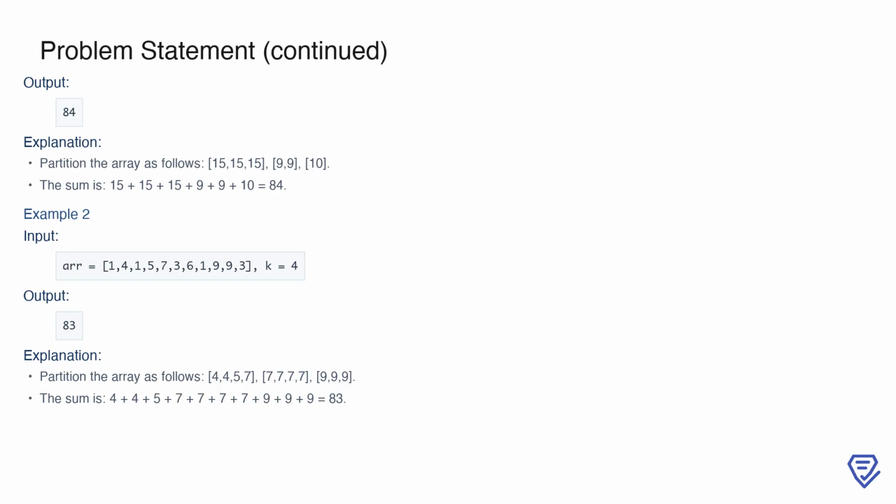Another example is ARR equals 1, 4, 1, 5, 7, 3, 6, 1, 9, 9, 3, with k equals 4. Here, the output is 83. In this case, the array is partitioned into 4, 4, 5, 7, 7, 7, 7, 7, and 9, 9, 9. The sum of the modified array is 4 plus 4 plus 5 plus 7 plus 7 plus 7 plus 7 plus 9 plus 9 plus 9 equals 83.